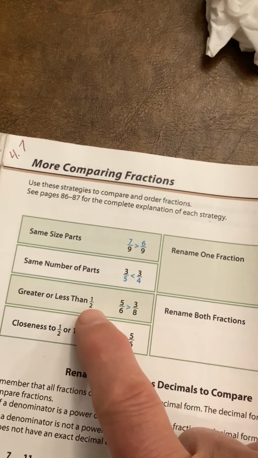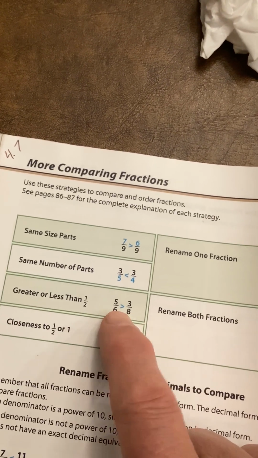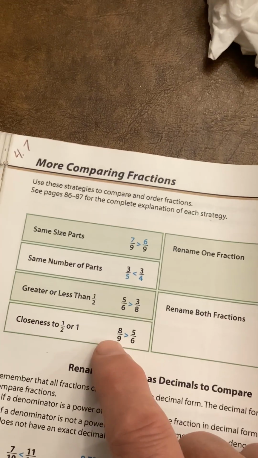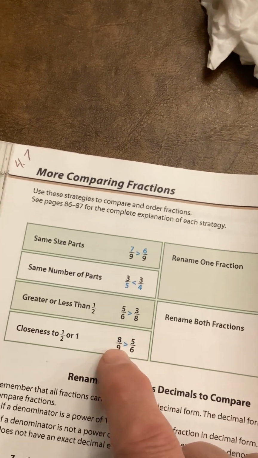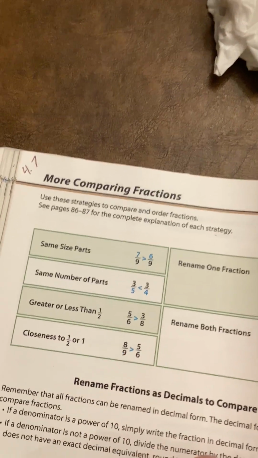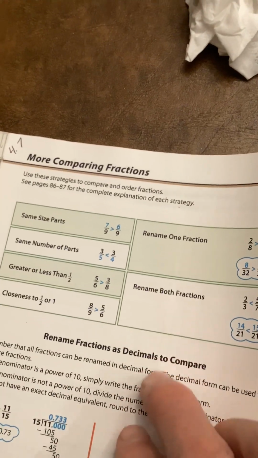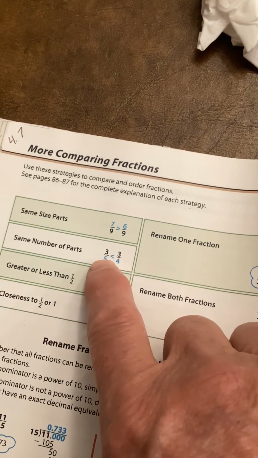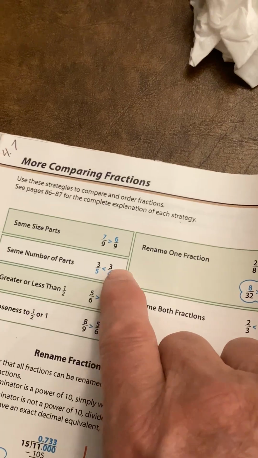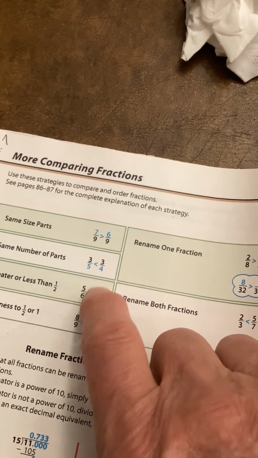You can compare them to a half. This is more than a half. This is less than a half. This is closer to 1 than this is. Or you can rewrite with common denominators, like this is times 4, times 4. This is 12/20. This is times 5, times 5. This would be 15/20.